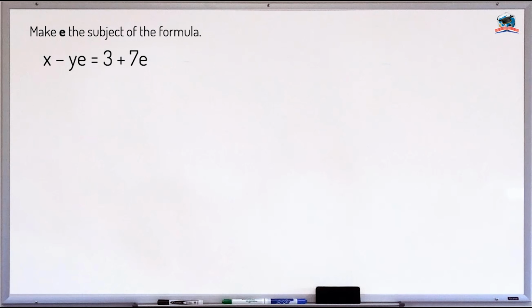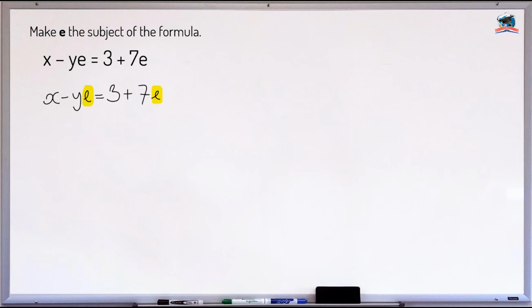Make e the subject of the formula. We've got x minus ye is equal to 3 plus 7e. Let's rewrite the question: x minus ye is equal to 3 plus 7e. We're making e the subject. We've got one e here, we've got one e there. We need to group like terms.